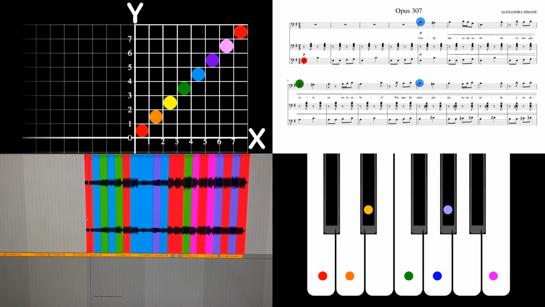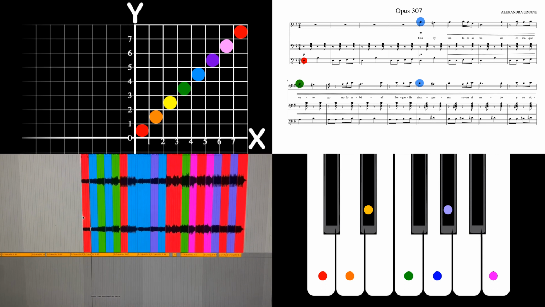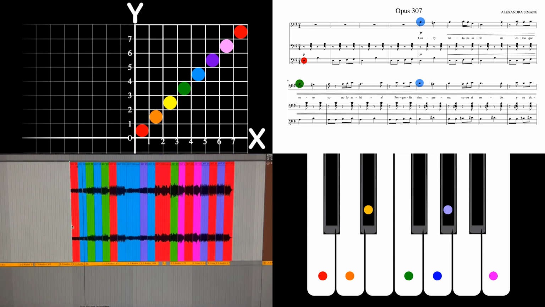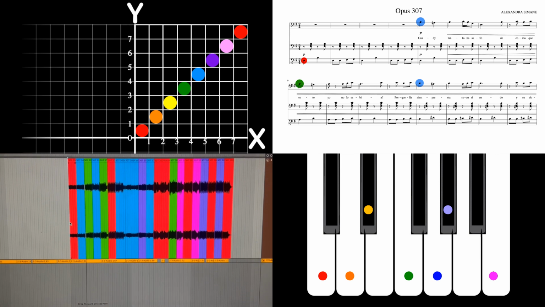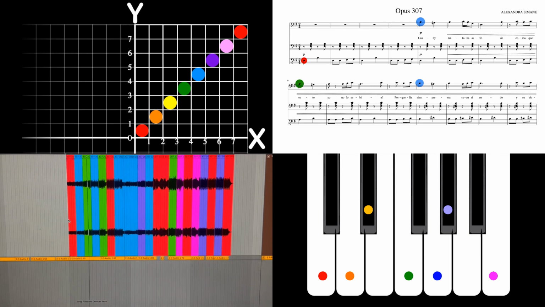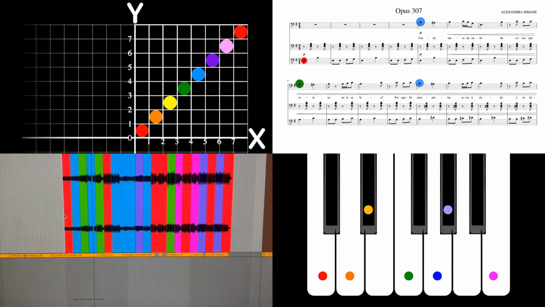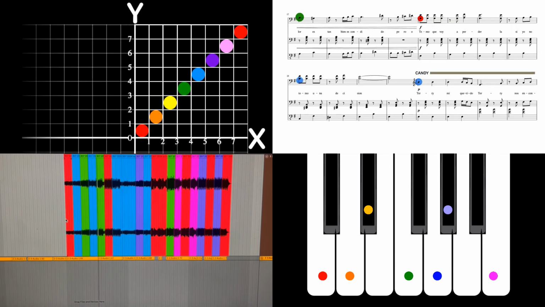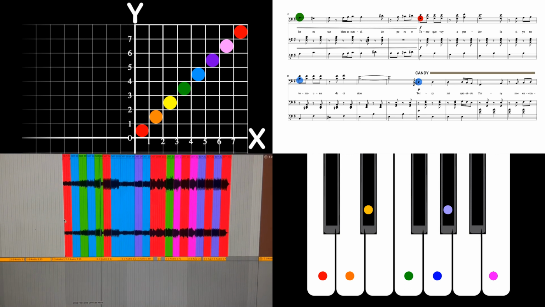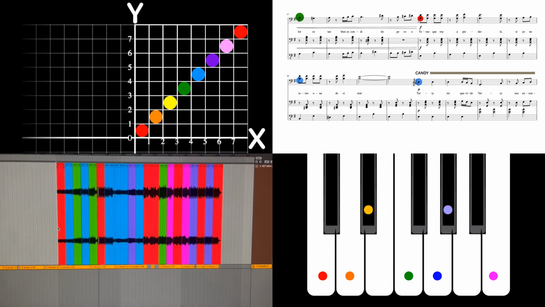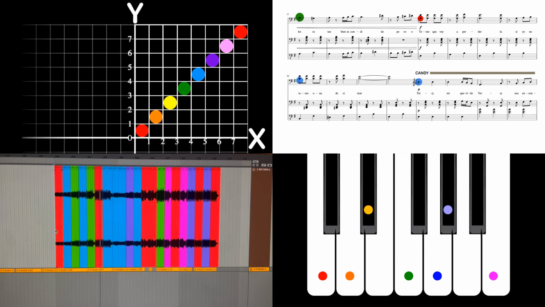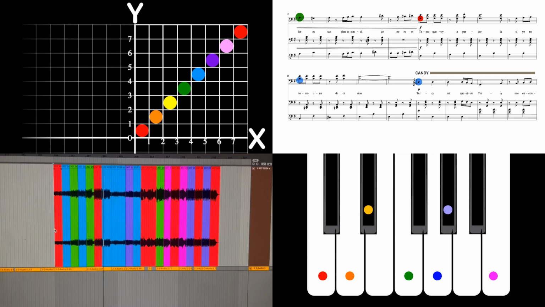Red, it starts on red, blue, green, blue, green, red, blue.